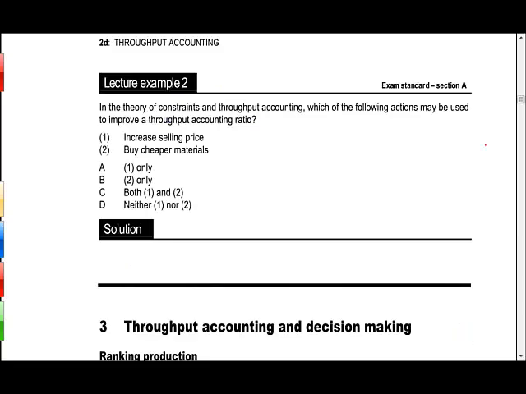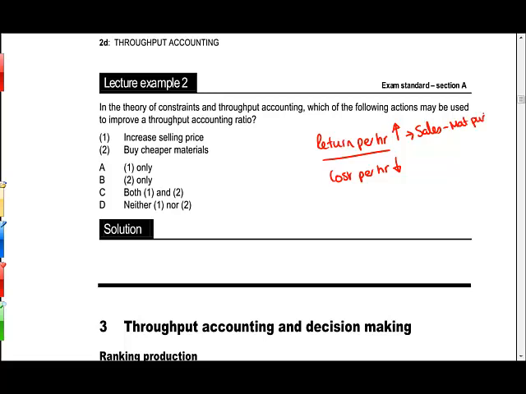You could also be asked to think about how you could make improvements to the throughput accounting ratio. So you need to think about practical ways then which are going to improve the throughput ratio. The starting point then for this is to consider the formula. So we're looking at the return per hour divided by the cost per hour. And in order to improve the ratio, we need to either increase the return per hour or decrease the cost per hour. So the return per hour then is the sales revenue minus the purchases of materials.